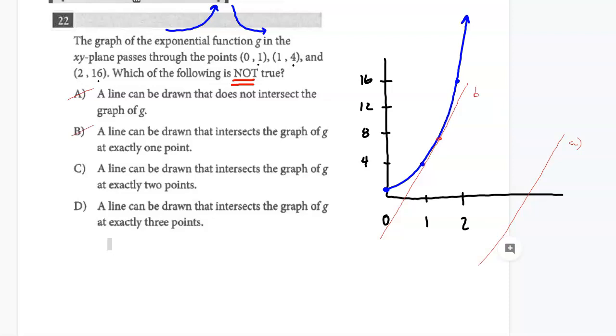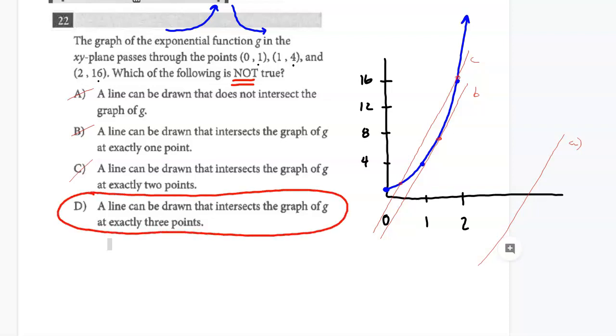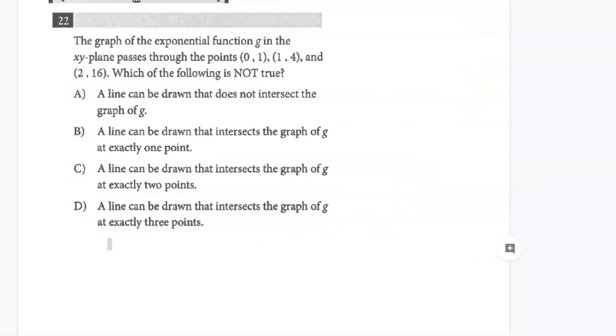A line can be drawn that intersects it at 2 points. That can happen as well. I can have a line come down and cut through at two different spots. So there's an example of that. A line can be drawn that intersects at exactly 3 points. That is impossible. So the correct answer here is D. There is no way to draw a line that intersects that curve at 3 points unless it changes direction.